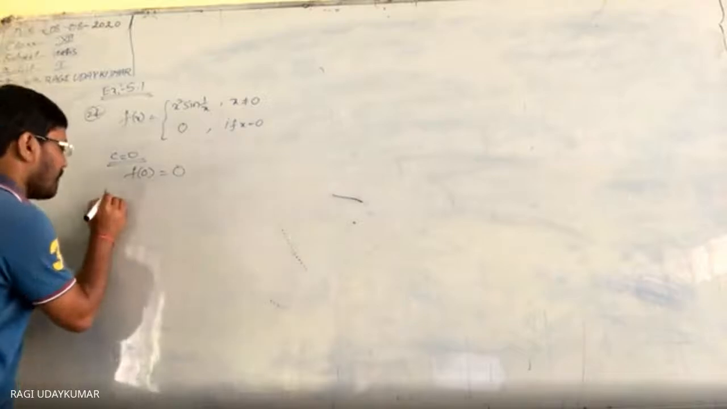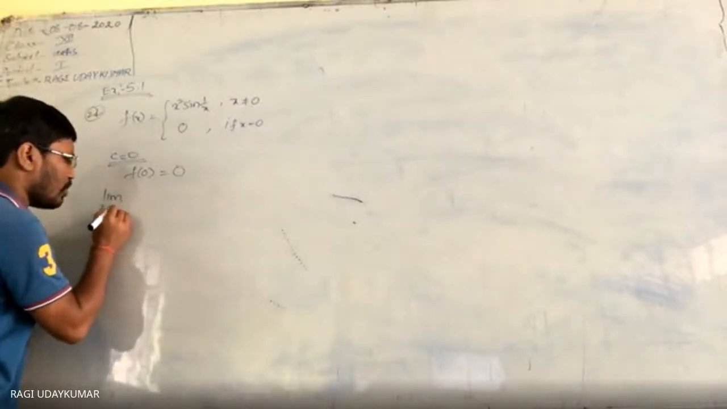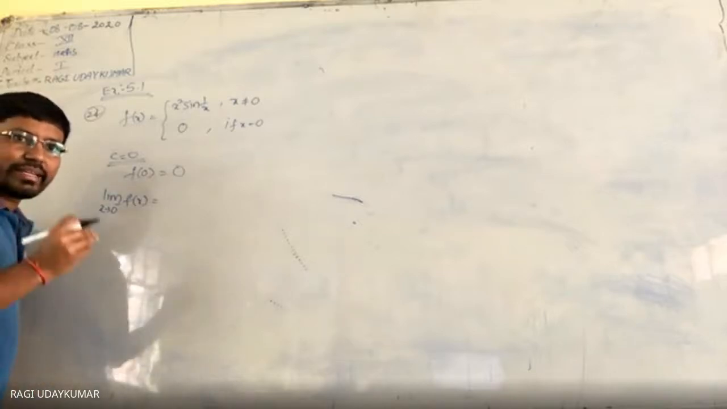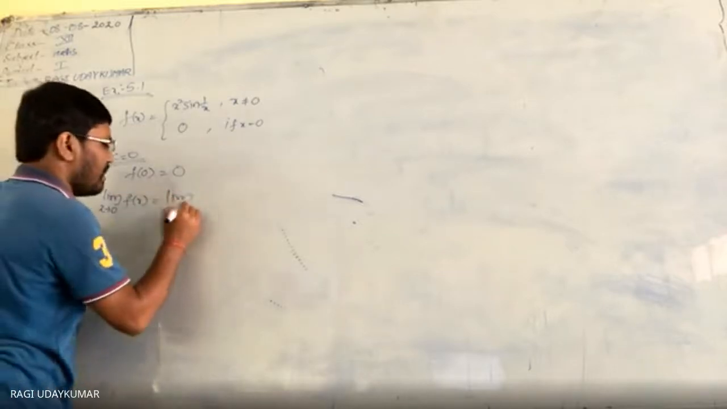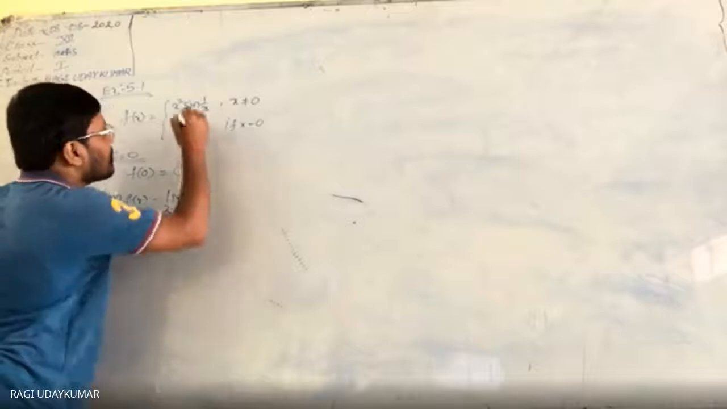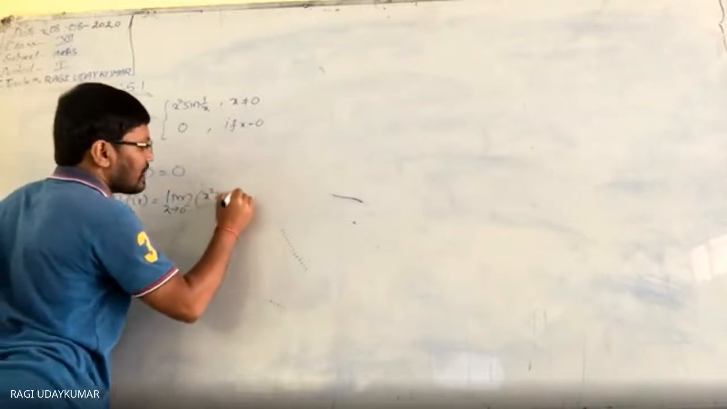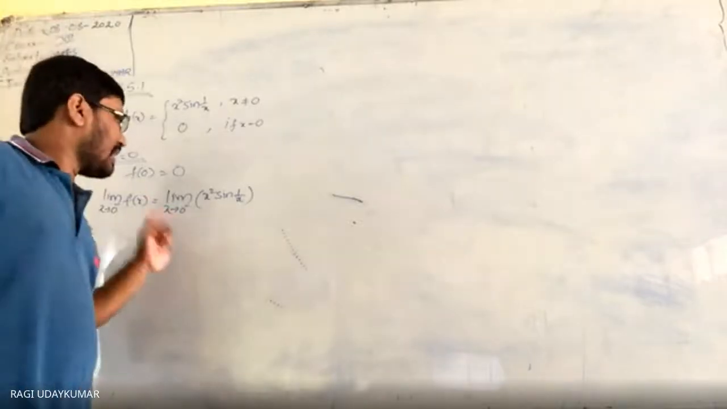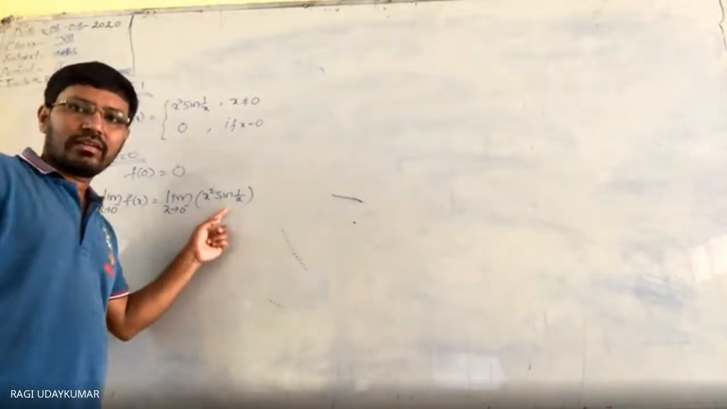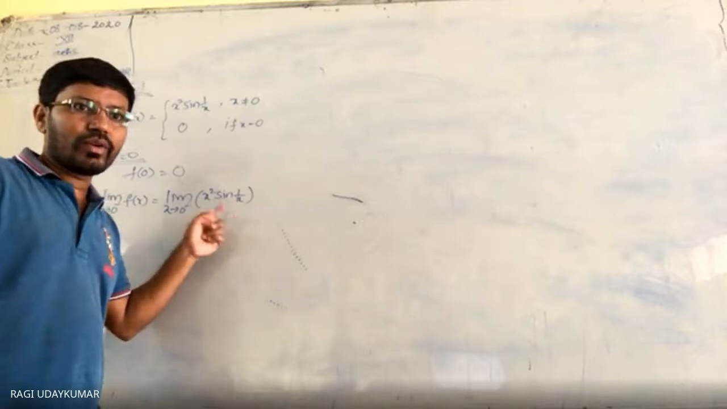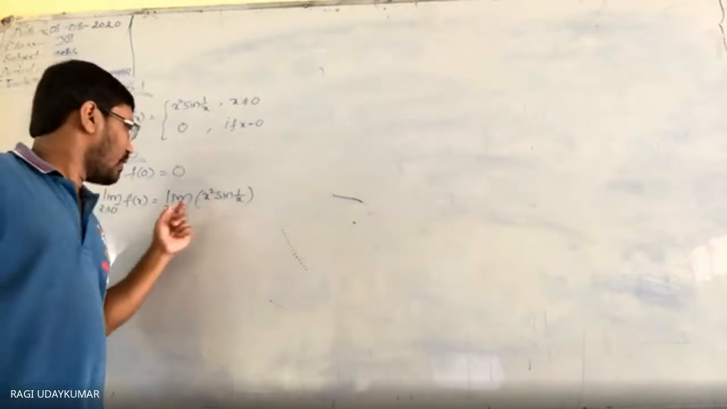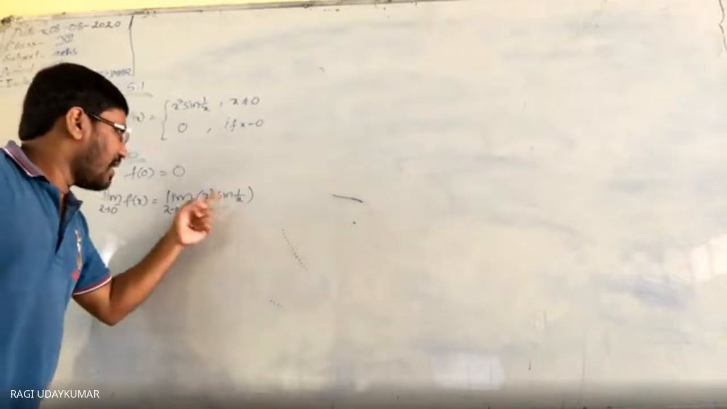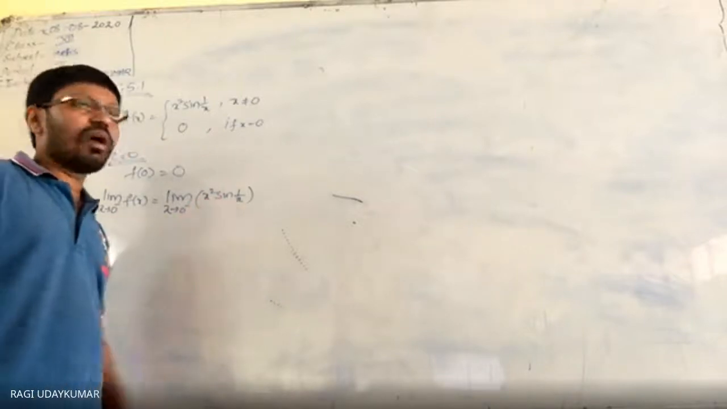So whenever you take the left hand limit, limit x tends to 0 minus f of x, the function will become x square sine 1 by x. But most of the students will consider this function as 0. What value do you get here? How can you solve this function?